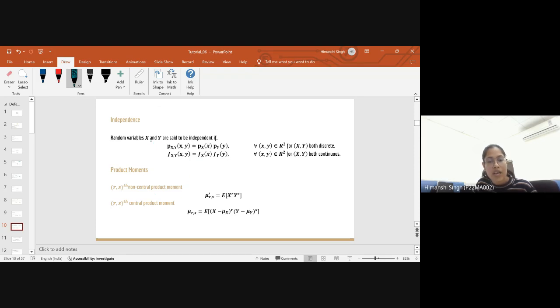So if I want to check whether two random variables are independent or not, what will I find? First of all, I will have the joint density. Then from that joint density, I will find the marginal for x and the marginal for y.